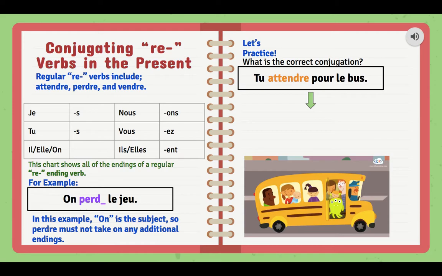For example, on perd le jeu. In this example, on is the subject, so perdre must not take any additional endings. Now that you have acquired the skills you need, let's practice. What is the correct conjugation? Tu, attendre, in the infinitive form, pour le bus.